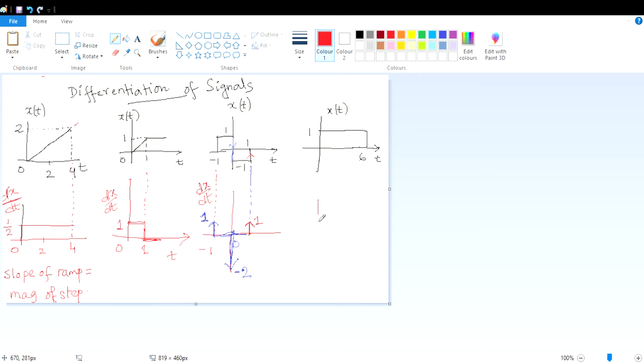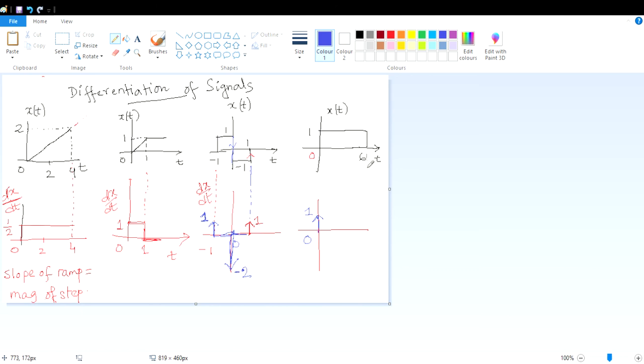Now the last one. Here there is a step change. At 0 there is a step change from 0 to 1. So what will be the weight of the impulse? The weight of the impulse will be 1, and it will exist at time t equal to 0. Now here the value is the same. Now here at 6 there is a step change. What is the step change? It becomes 1 to 0.